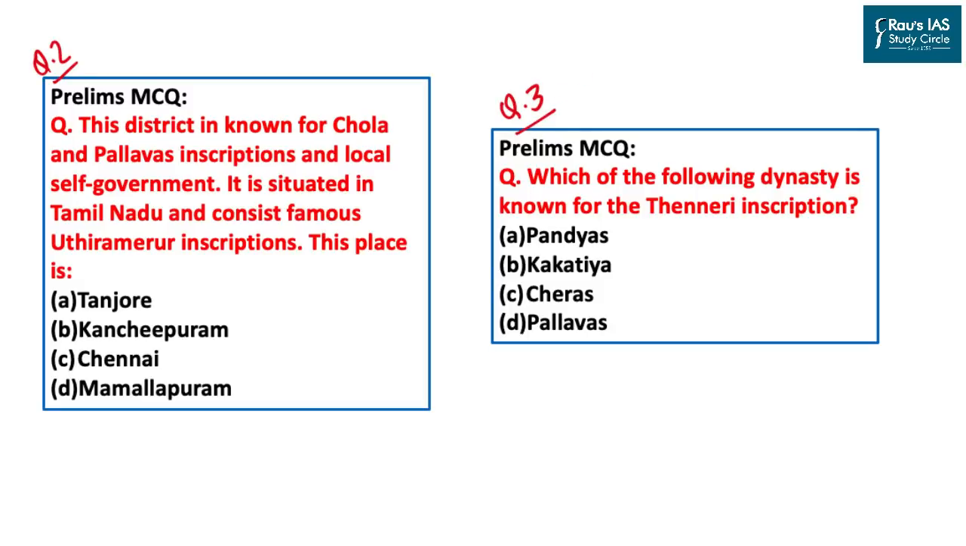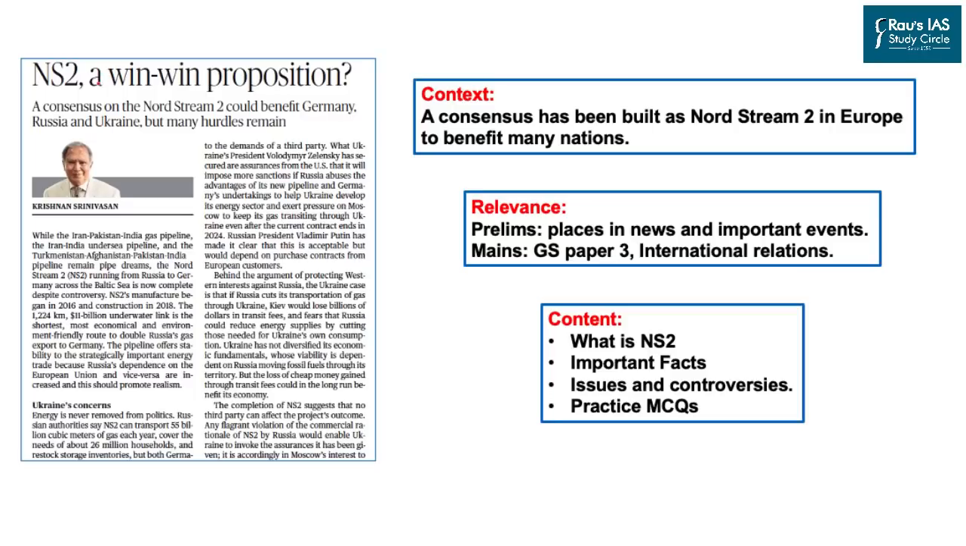Let us now move to the next article for the day. The next article in today's discussion was published on page 7 of the Delhi edition of The Hindu newspaper. This article actually talks about the recent proposal to bring Nord Stream 2 into reality. Well, the work has already started and the majority of the section has already been completed in this gas pipeline which will run between Russia and Germany.